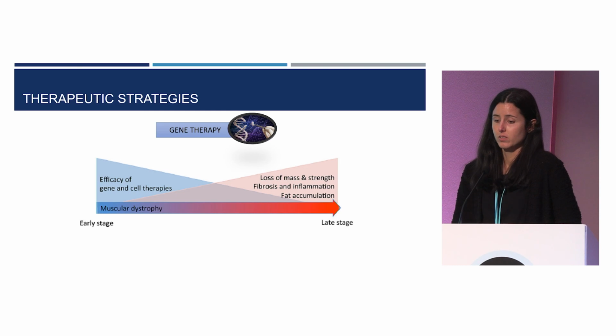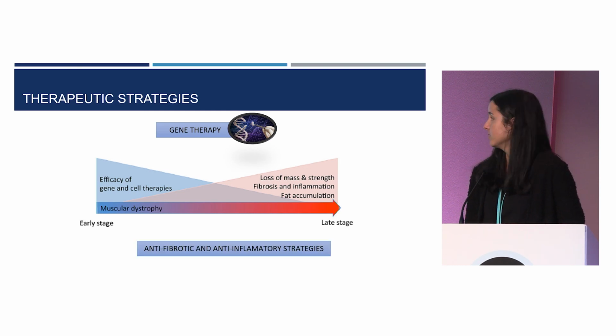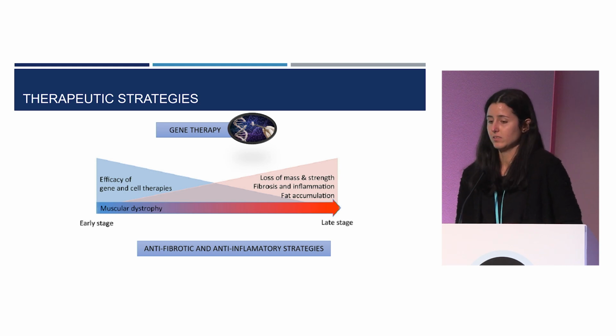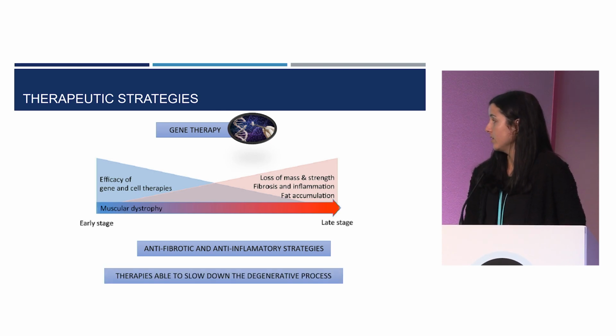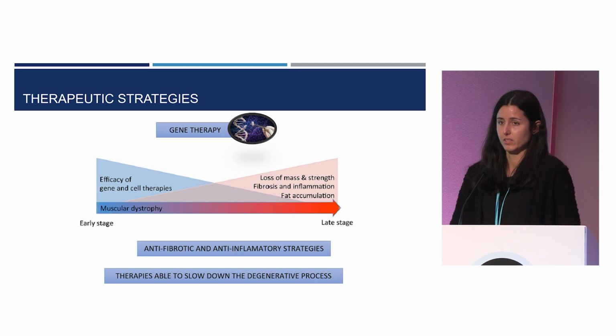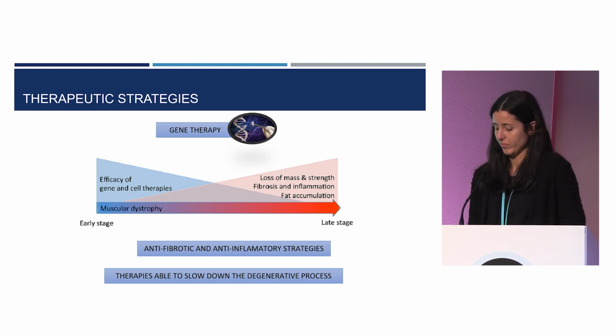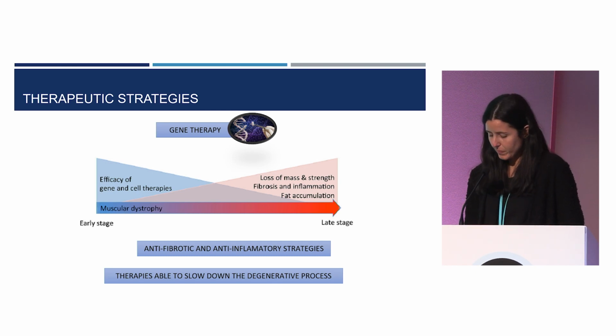So in front of that situation, we believe that antifibrotic and anti-inflammatory therapies are good candidates for this type of treatment. And we think that therapies that can slow down the progression of the disease can be a good combination for gene therapy, to maintain the early stages of the muscle and then include the gene therapy.